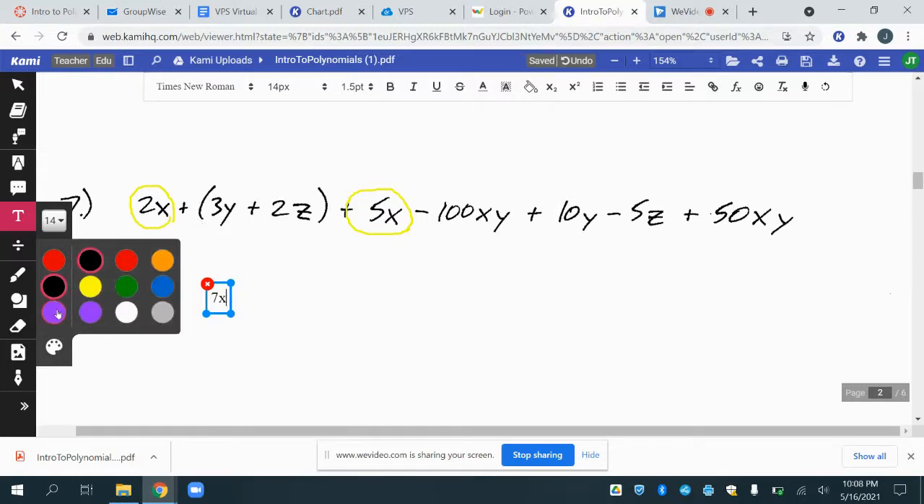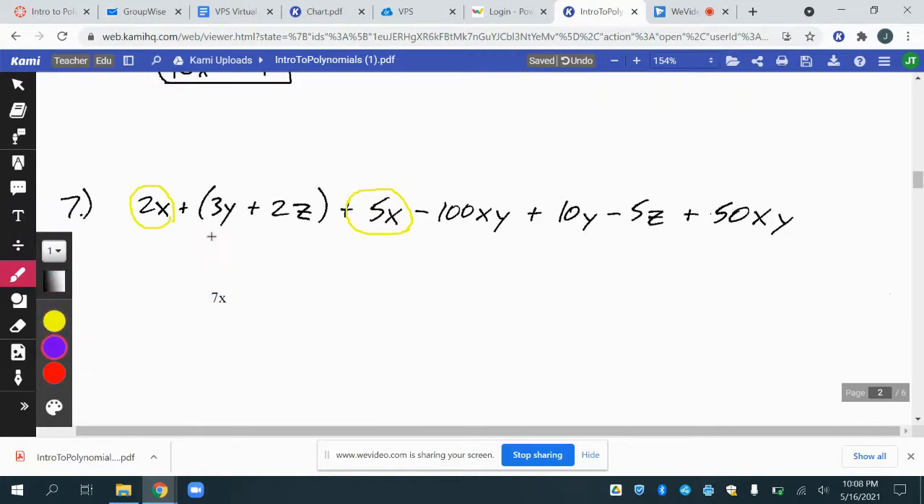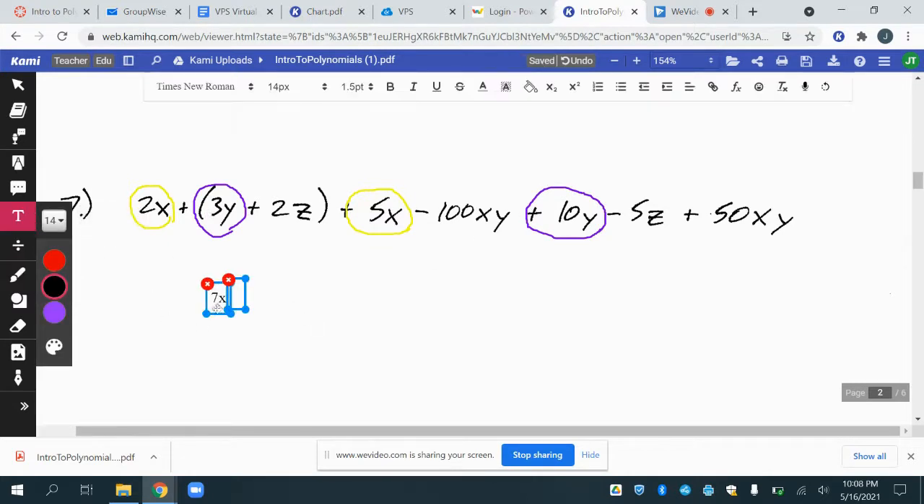Okay, next I'm going to notice this parenthesis has nothing in front of it, just a plus, so I can ignore that parenthesis. Now I'm going to circle the y's. 3 y's, that's a z. That's an xy. That's not the same thing. And 10 more y's. 3 y's plus 10 y's is a total of 13 y's.